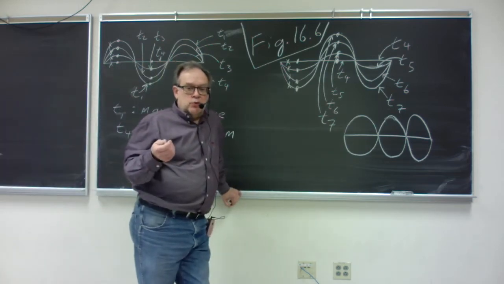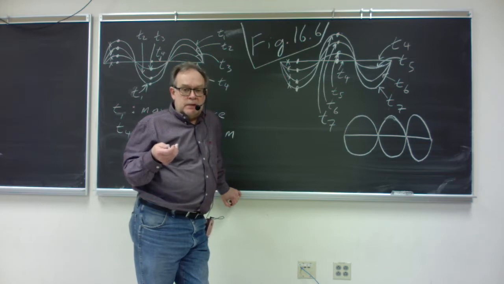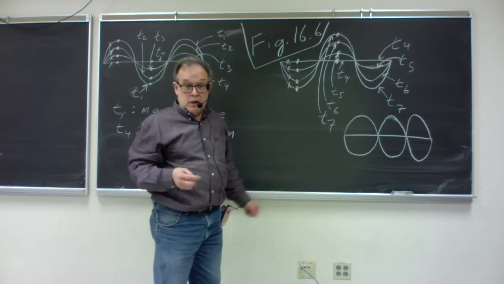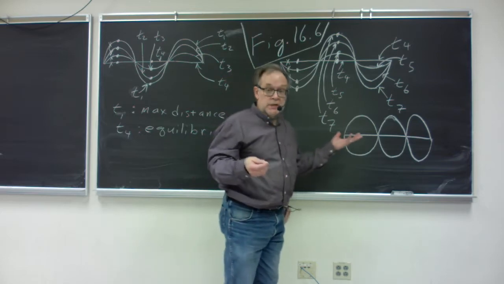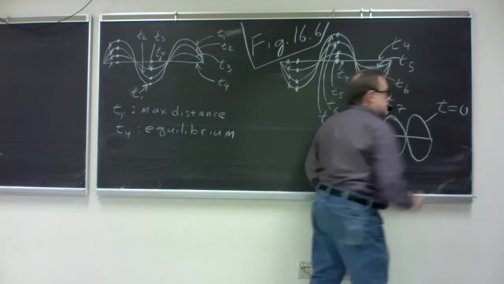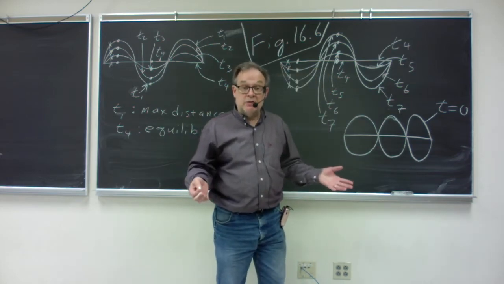The way we usually illustrate a standing wave is a picture that has 2 snapshots, like this. One snapshot at one time, let's call that time 0, and then another snapshot half a cycle later.